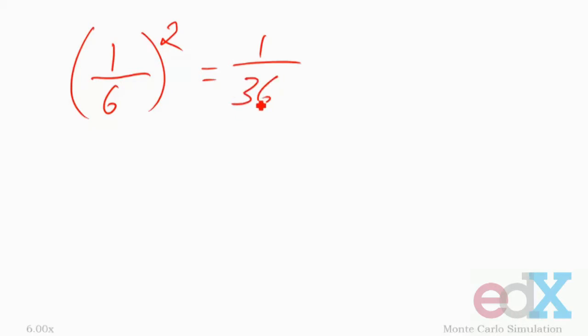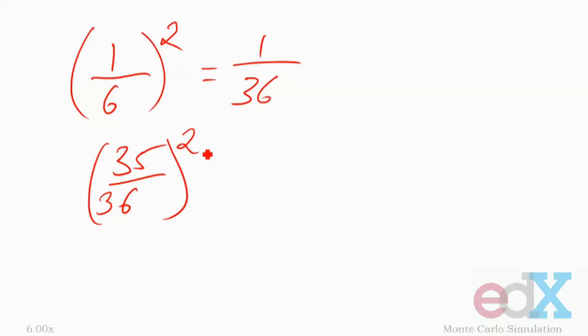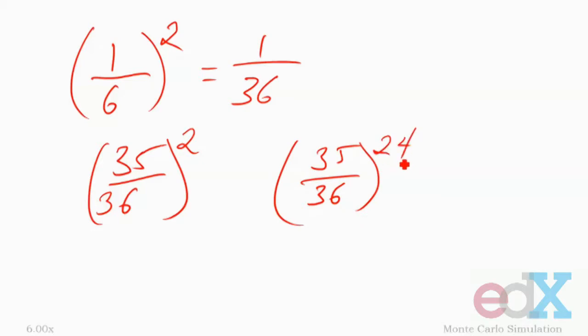On the first roll, the probability of rolling a 6 on each die is 1/6. So the probability of rolling a 6 on both dice is 1/6 squared, which we know equals 1/36. Therefore, the probability of not rolling a double 6 on the first roll is 35/36. If we look at 24 rolls, we have to look at (35/36) to the 24th. So what value is that?